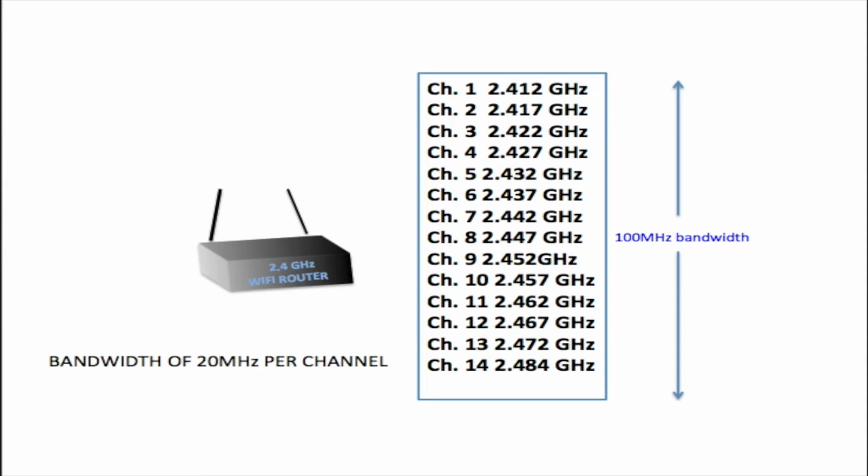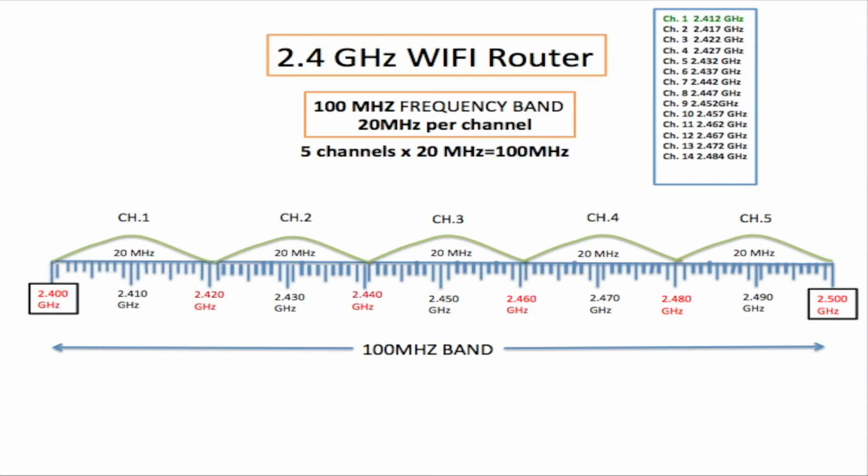Each router would automatically connect to one of these channels to send and receive internet data to wireless devices on its local area network. The normal way to assign channels within the 2.4 GHz Wi-Fi router's 100 MHz frequency band would be to assign them in sequential order, one after the other, like we have it here, giving each channel its own 20 megahertz frequency band.